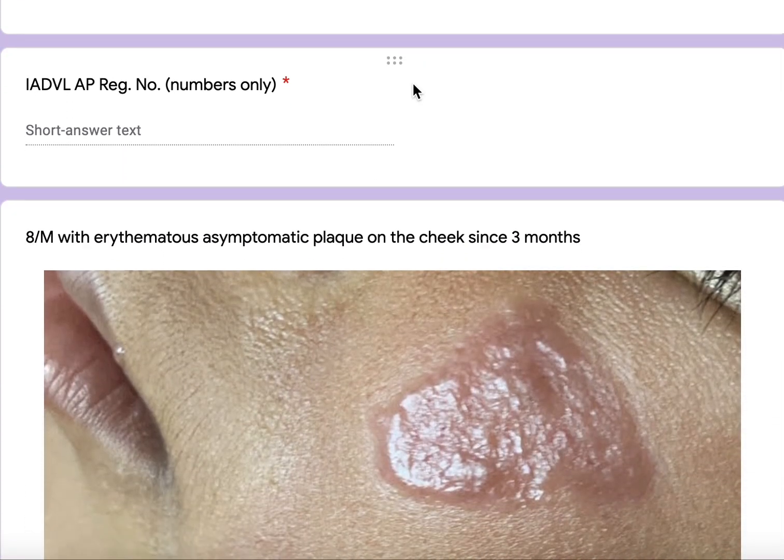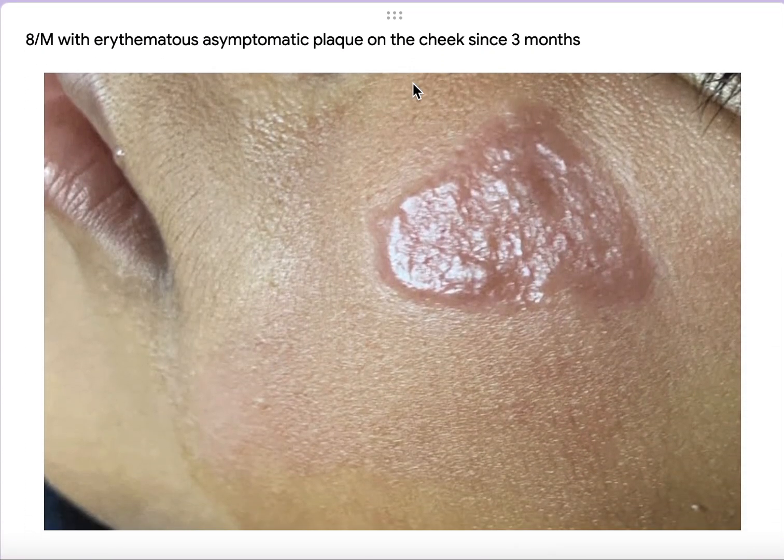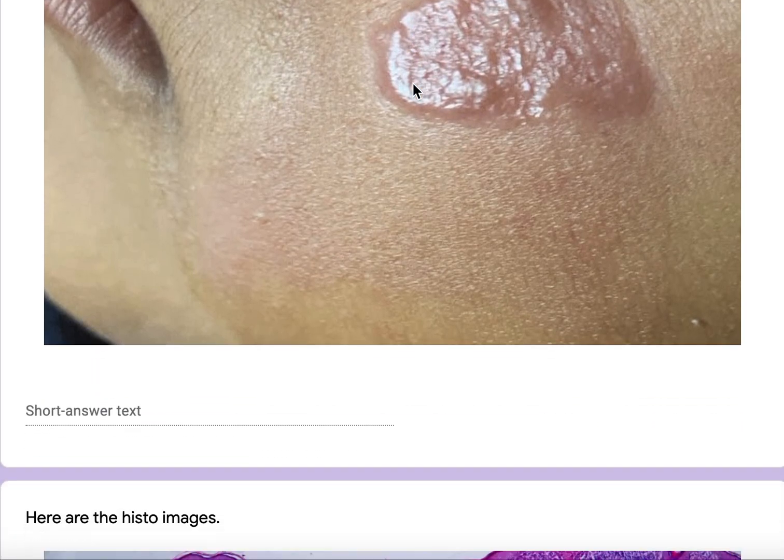The first question basically is just showing the clinical picture, which is an 8-year-old male with an erythematous asymptomatic plaque on the cheek since 3 months. Clinically, you may think about granuloma annulare, or you may think about sarcoidosis, you may think about lupus vulgaris in an Indian setup. Leishmaniasis probably isn't a differential, nor is a foreign body type granuloma. Well, let us see what the histology shows.